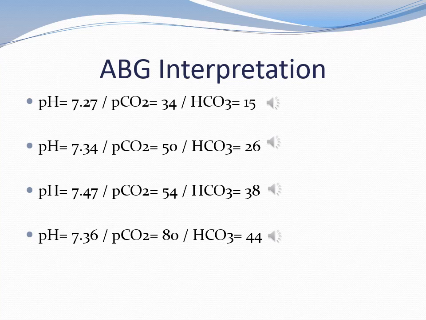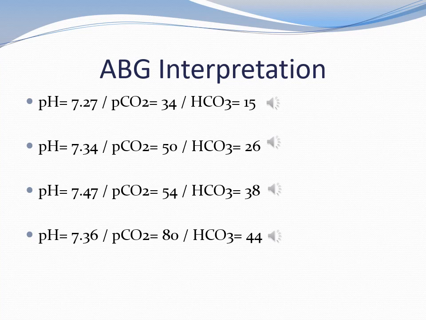In order to interpret whether these are high or low, you need to know the different levels of pH, PaCO2, and HCO3, which is bicarb, and carbon dioxide. A normal level for pH is 7.35 to 7.45. A normal value for PCO2 is 35 to 45. And a normal bicarb level is 22 to 26.